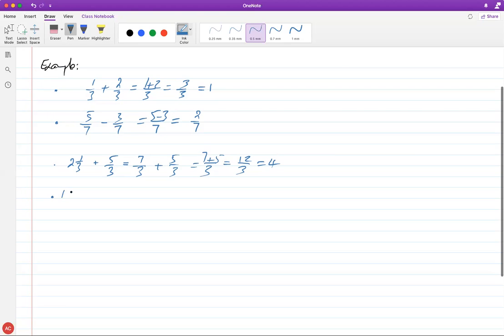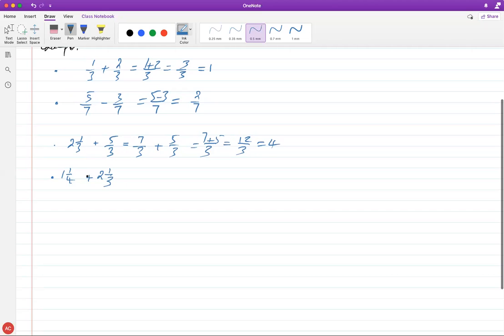For example, let's say you have 1 and 1/4. Let's try to add this to another mixed number, maybe 2 and 1/3. Okay, so we have two different mixed numbers here. So obviously, we don't have fractions yet, so we need to make these fractions. There's two ways you can do this. You can add the whole numbers together, 1 and 2, and then add the fractions together. Or you can turn both into fractions like we did here. Once we turn them into fractions, then we find a common denominator.